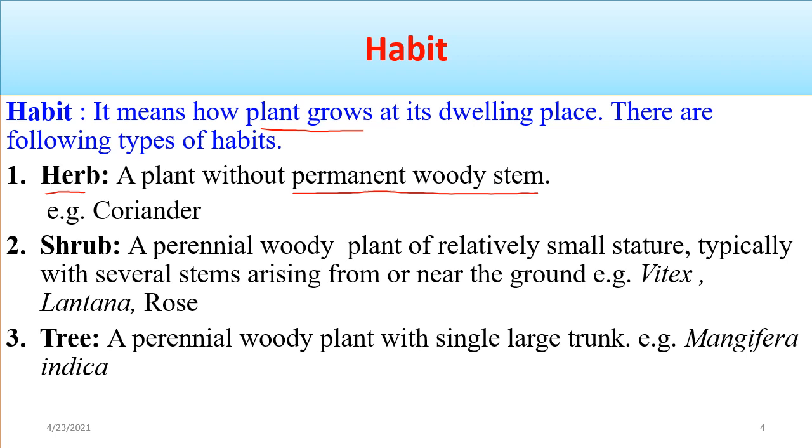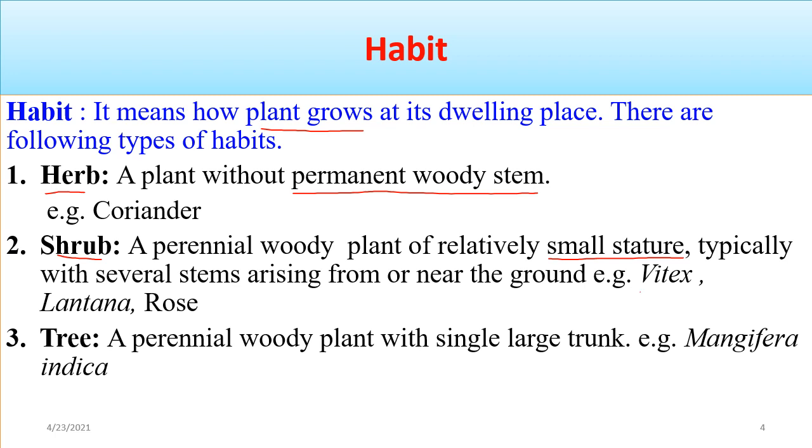So you can see some of the leafy vegetables like coriander, fenugreek, spinach, various kinds of herbaceous vegetables that you use in a kitchen. All these plants are called herbs. Then second, that is shrub. So the description of the shrub is here, a perennial woody plant of relatively small stature. Small stature means relatively less height, typically with several stems arising from or near the ground.